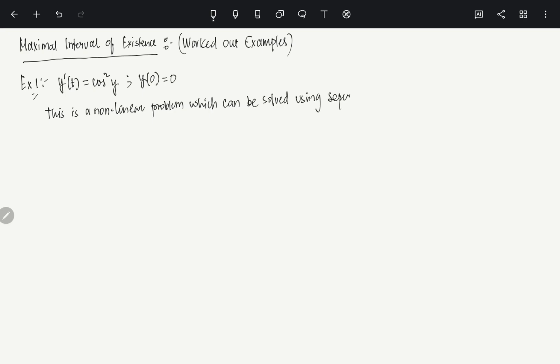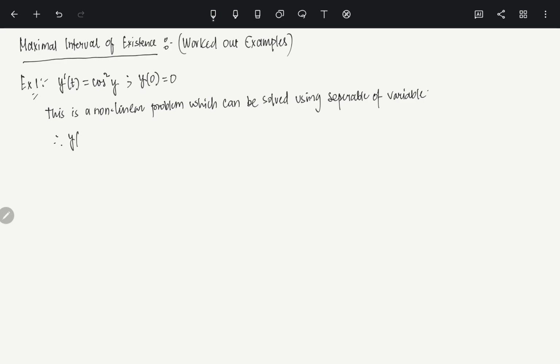Of course this problem you can think of in terms of Picard's existence and uniqueness, that there is a solution in minus epsilon to epsilon, that is fine. But that is not very useful in this case, because we can actually solve this problem. So use separation of variable. If you do that, it is basically secant square y dy equals dt, and then you integrate both sides.